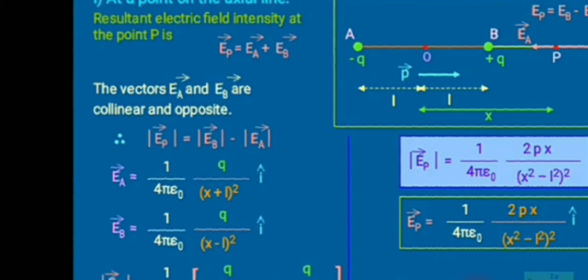if small l is very less than x. X may be any point in the space, and for atomic distances L is very less than x, and for this we can neglect the value of L and take L as 0 and cancel one x. We get EP is equal to 1 upon 4 pi epsilon 0 twice P upon x cube.